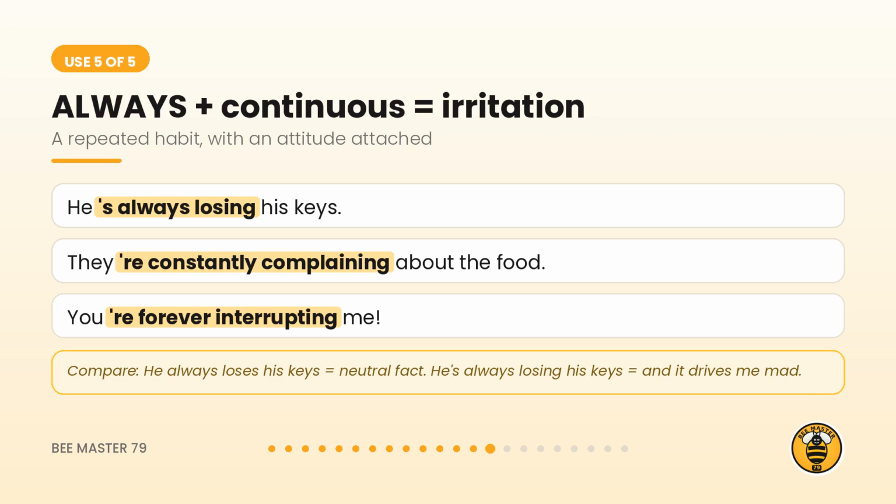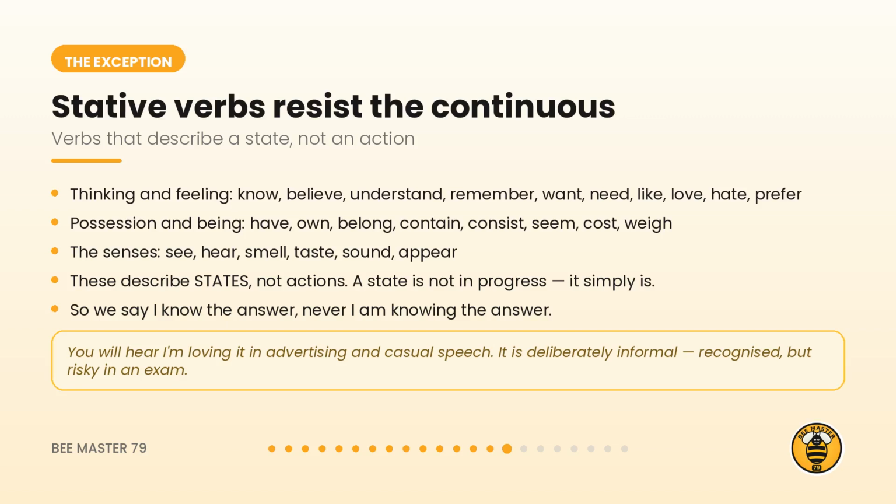He always loses his keys is a neutral fact. He is always losing his keys means, and it drives me mad. Occasionally it is affectionate rather than annoyed, but there is always a feeling attached. Now the big exception, and the source of the most common mistake in this entire tense.